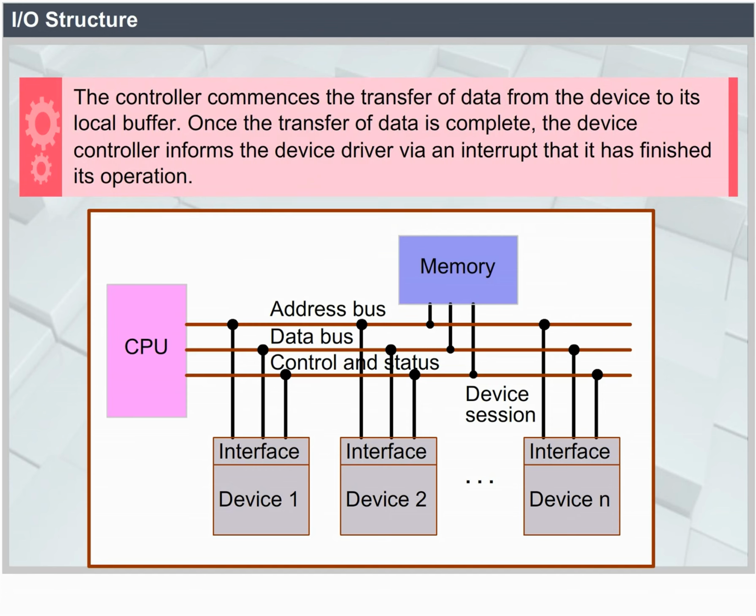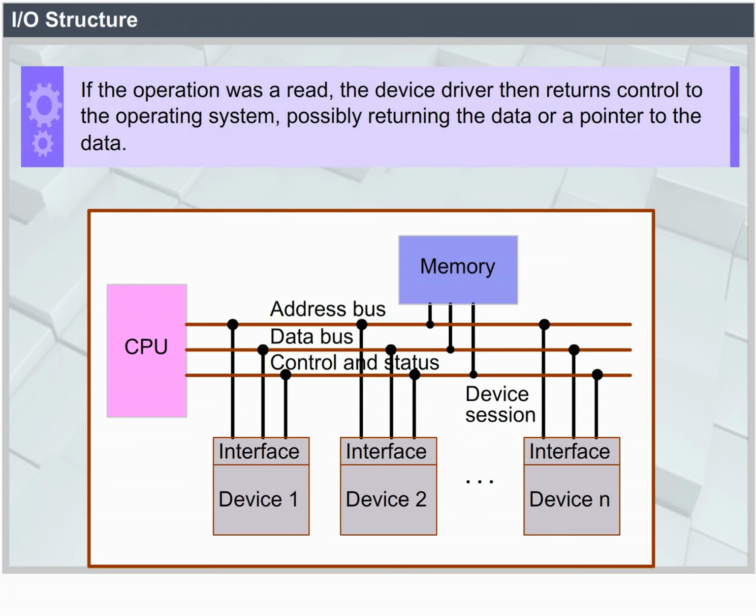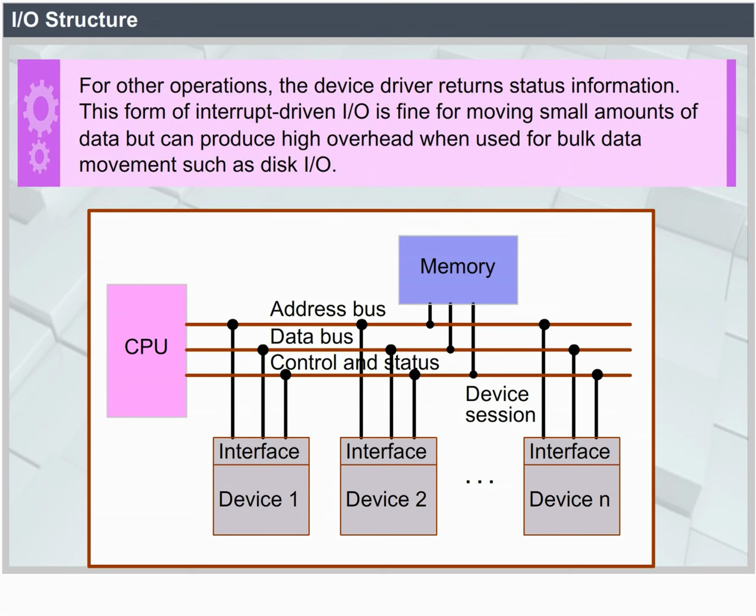Once the transfer of data is complete, the device controller informs the device driver via an interrupt that it has finished its operation. The device driver then returns control to the operating system, possibly returning the data or a pointer to the data if the operation was a read. For other operations, the device driver returns status information.